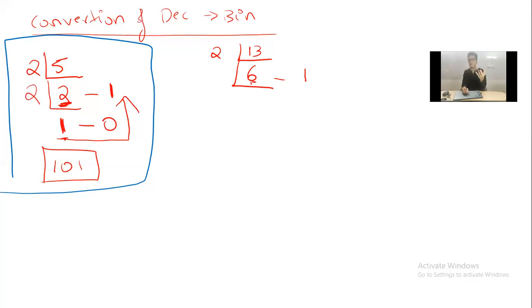Are you seeing 1? No. So again, you have to divide by 2. 2 threes are 6. What's the remainder? 0 is the remainder. Okay. Are you seeing 1 here? No, which means you have to keep on doing this procedure.